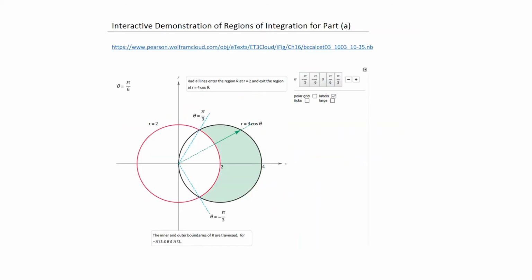All right, this is just an interactive version of the problem that we just sketched out. So if you're interested, you can look at it and perhaps get some more insight.